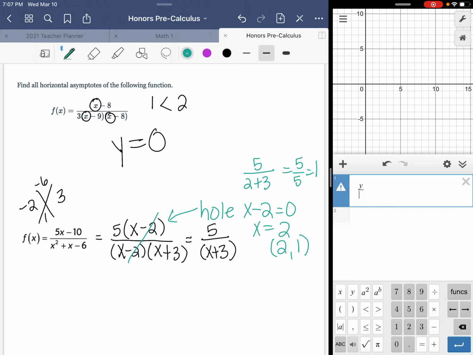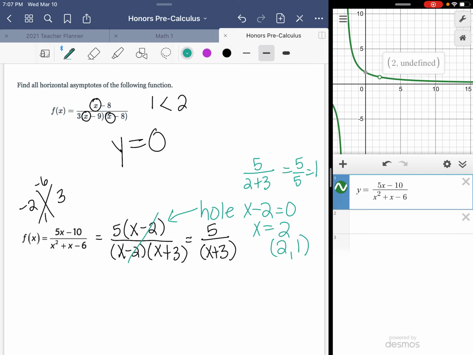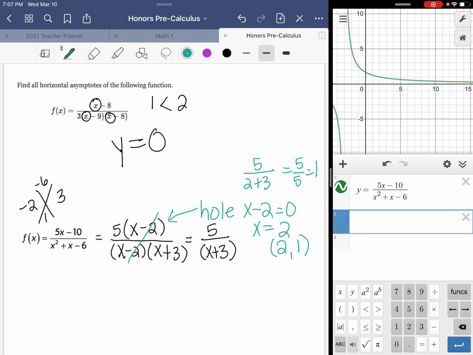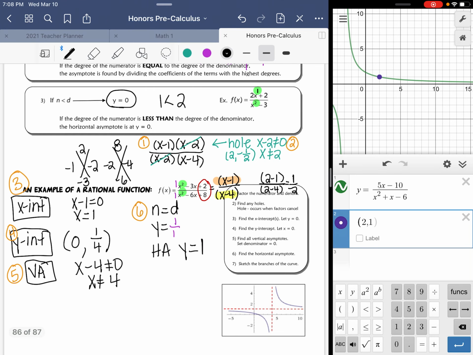All right, so I'm going to verify that. So I have 5x minus 10, and then I have x squared plus x minus 6. And I can see that it is supposed to be located at 2. So if I graph here, if I go to 2, it's undefined. And I can see that it's at 2, 1, which is where that value was located when I clicked on it a second ago.